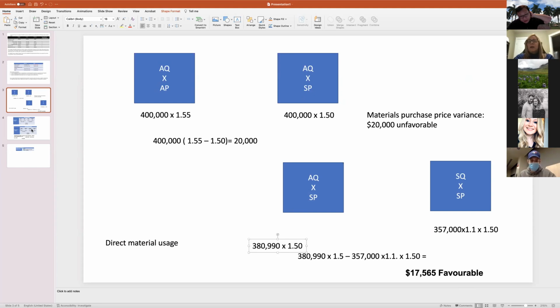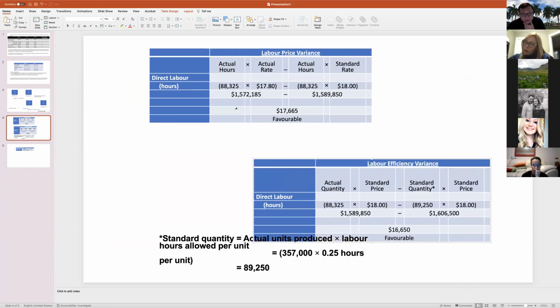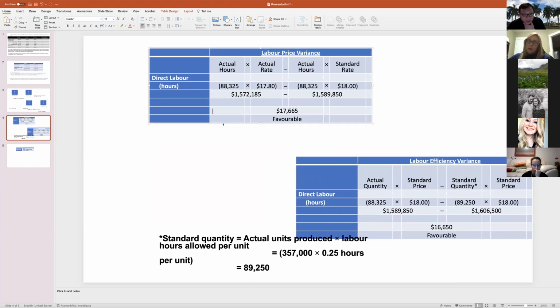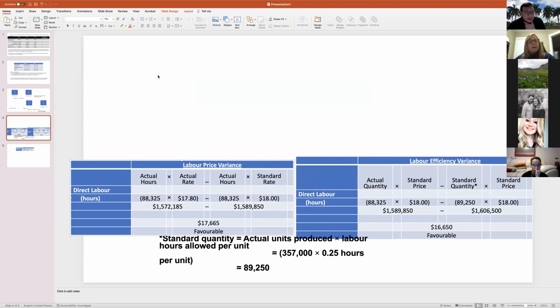Now let's take a look at direct labor. Again, remember that setup. This is the table format for calculation, but I like the setup I have shown you. I'm going to do this together with you.